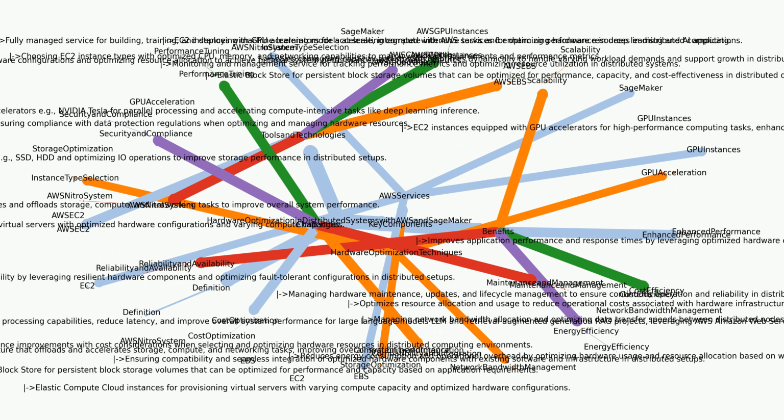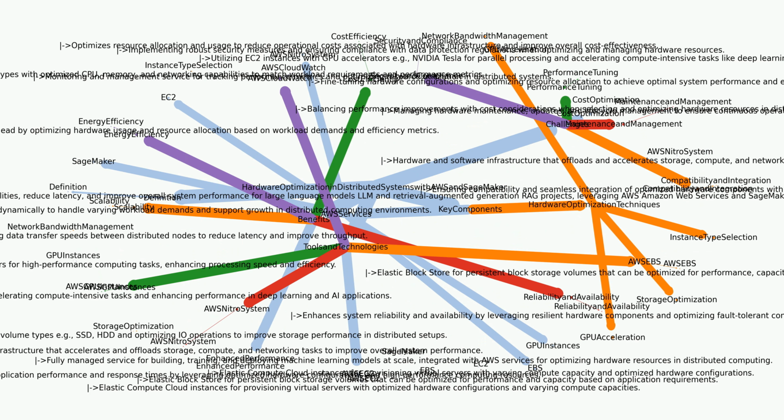AWS Nitro System, hardware and software infrastructure that accelerates and offloads storage, compute, and networking tasks to improve overall system performance. AWS CloudWatch, monitoring and management service for tracking performance metrics and optimizing resource utilization in distributed systems. Challenges. Cost optimization: balancing performance improvements with cost considerations when selecting and optimizing hardware resources in distributed computing environments.